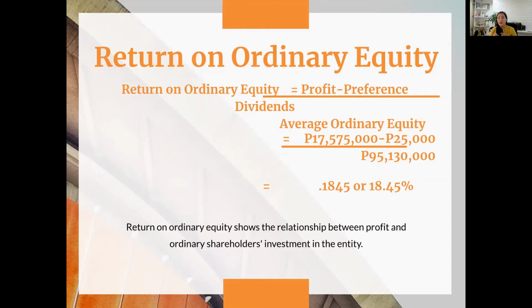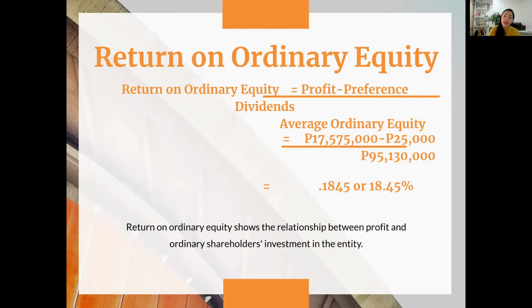Because you know there's an ordinary and there's a preferred. When the preferred already takes out its share or dividend from the profit, what is left goes to the ordinary. Sorry class, for the owner of the slides, you can edit this so that it will look presentable. You can divide that over the average ordinary equity to get the return on ordinary equity. Here, the sample shows 18.45%. So those who invested in ordinary shares are getting a return of about 18.45% on their investment.